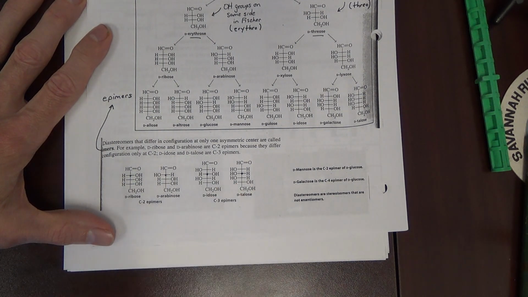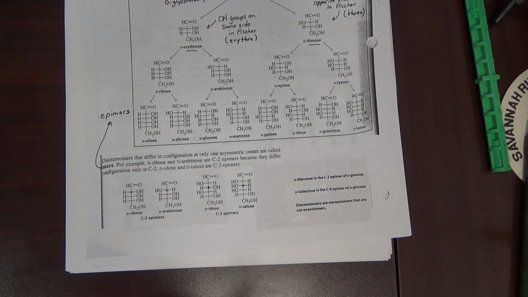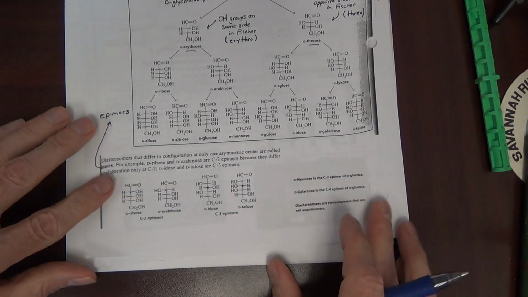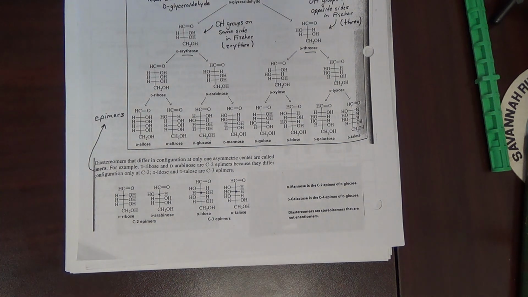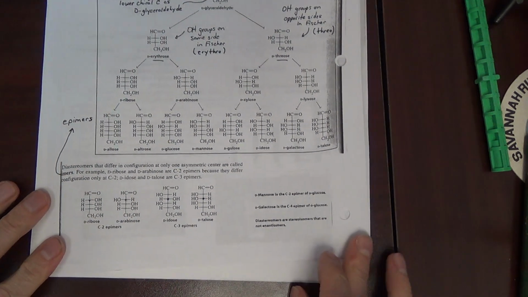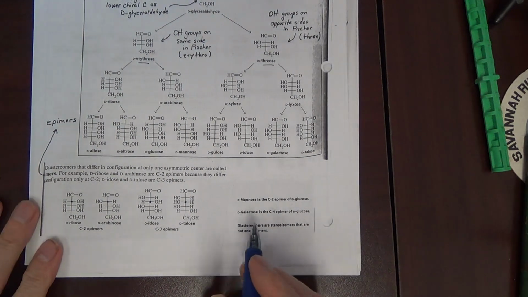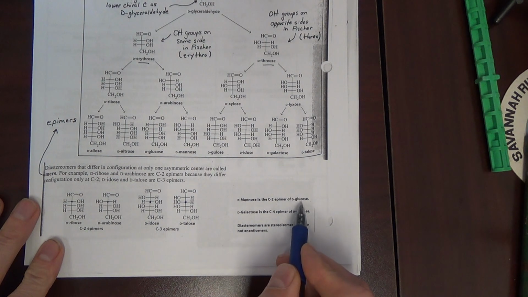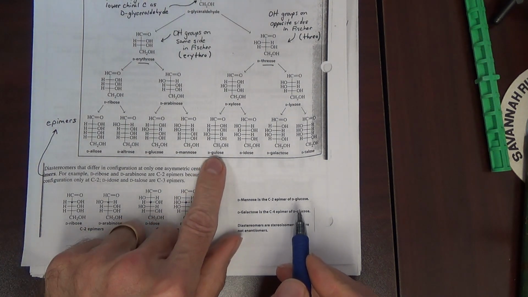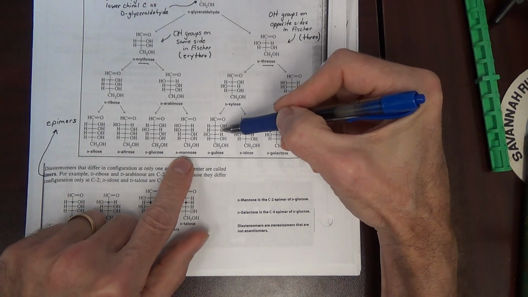So only one of the stereochemical sites or stereocenters has been changed. And we call these C3 epimers. I gave you some other examples here. We could say that D-mannose is the C2 epimer of D-glucose. Okay, here's D-glucose, here's D-mannose. What's the difference in the two?